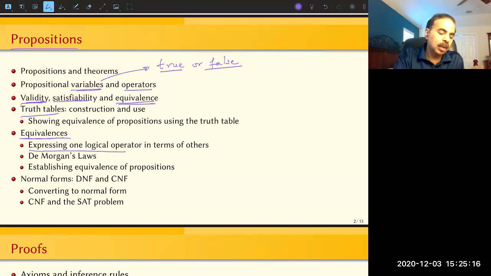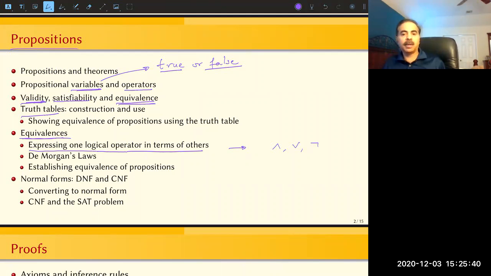We talked about how one logical operator such as and, or, or implies can be expressed, right? The most common example is how do you take implication and express it in terms of and, or, and not, right? So that's one way to think about equivalence, where you take a single operator and ask how you express a proposition which has that operator using another proposition which does not have that operator.